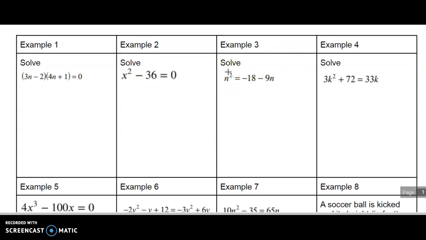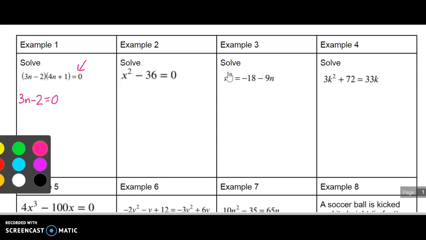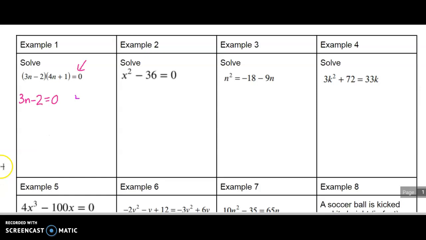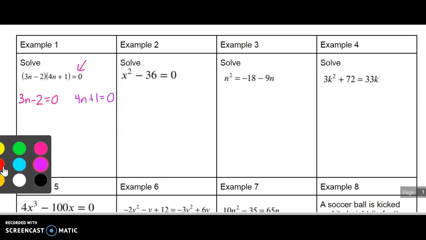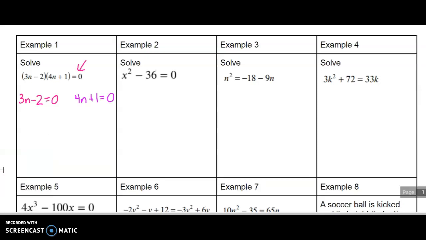So we do have the equals 0. That's step 1. This is already factored, so step 2 is done. Step 3 says we're going to take these factors, 3n minus 2 and 4n plus 1, and we set each of them equal to 0. Okay? And we're going to treat them as 2 separate equations.